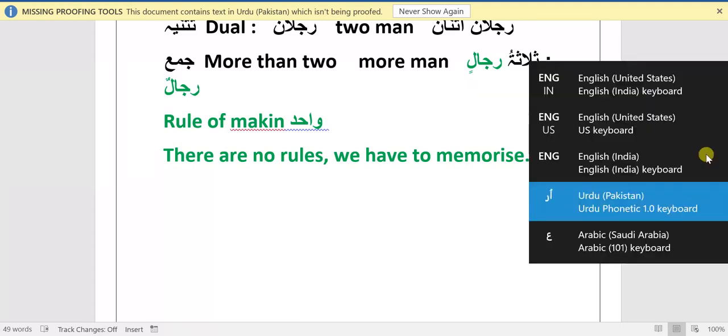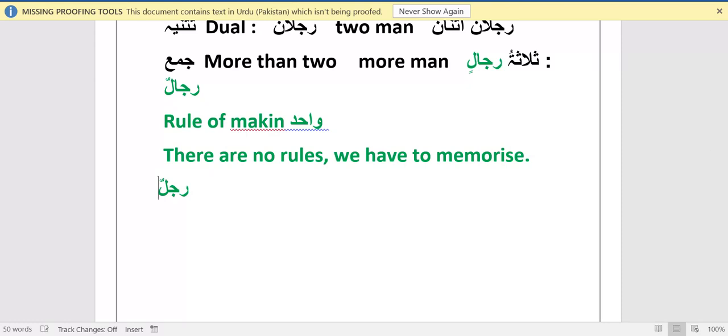For example, if I am writing here Rajulun as a Wahid word, Kitabun as a Wahid word, Qalamun as a Wahid word, Muslimun as a Wahid word, Muslimatun, one female, Muslim female. All these words are Wahid. How? Because I am telling you, and how do I know? Because I memorized all these words by heart and I know that these words are Wahid. That's how you will also be able to memorize all these words.